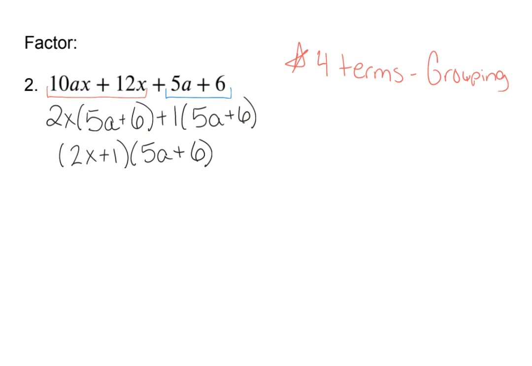This is the exact same math as this. It's just a different way of writing it. That second 5a plus 6 has not like magically disappeared. We're still taking 2x times these guys and 1 times these guys. I've just written it in a different format. And so here would be our factored answer.